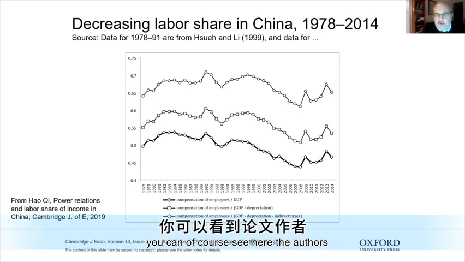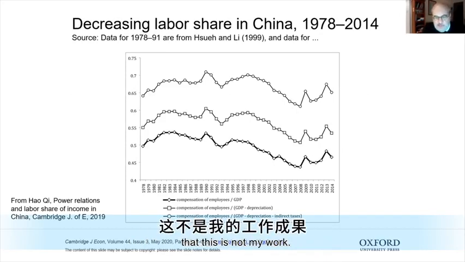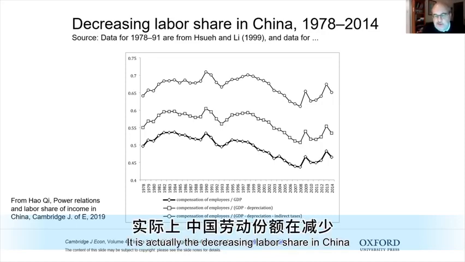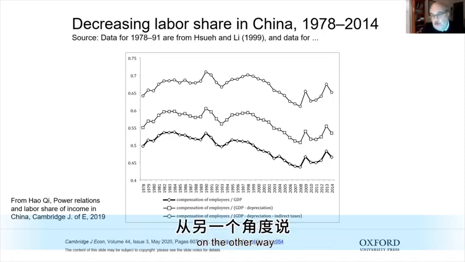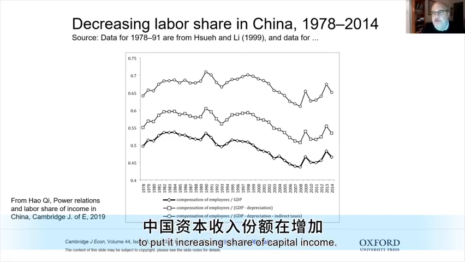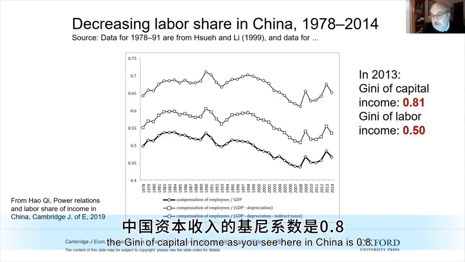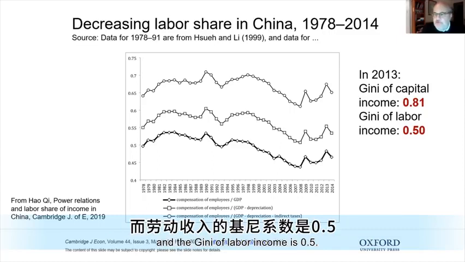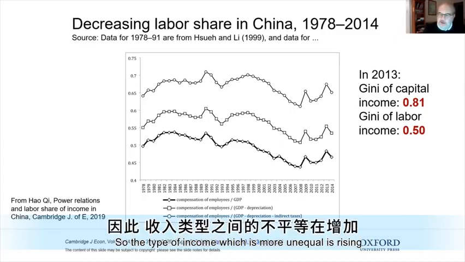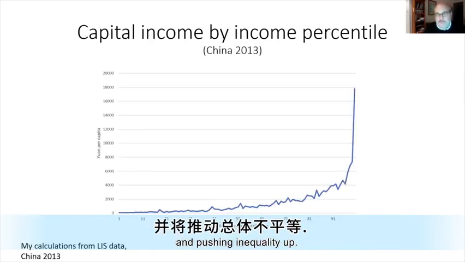You can, of course, see here the authors. This is not my work. It is actually the decreasing labor share in China, or the other way to put it, the increasing share of capital income. And as I was saying before, the Gini of capital income, as you see here in China, is 0.8, and the Gini of labor income is 0.5. So the type of income which is more unequal is rising and pushing inequality up.